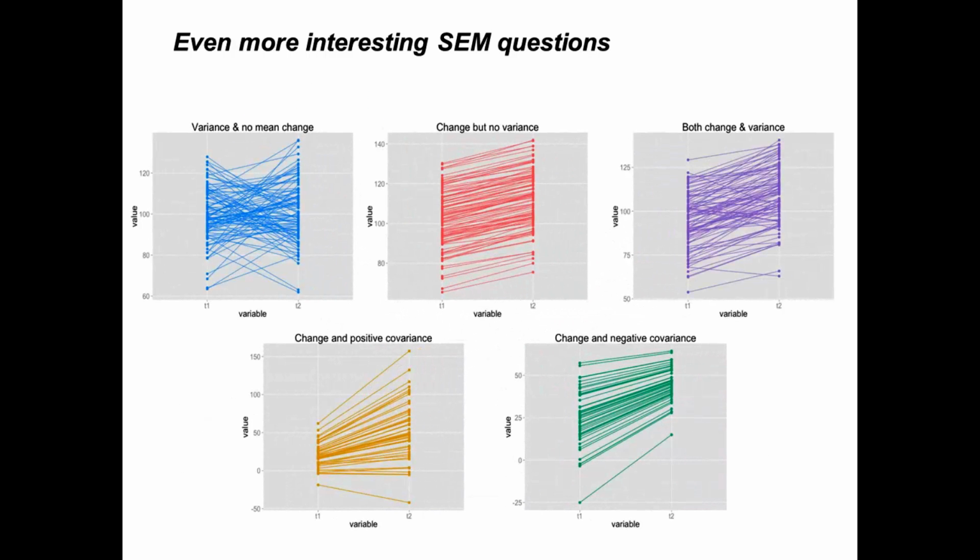So here, for example, on the top left, we have variance and no mean change. Then we have change but no variance, so it doesn't seem like there is much of a difference between participants. Then both change and variance. But on the bottom, you have some really interesting things, right? You have change and positive covariance, where where you start at time point 1 predicts how much you're going to change. For positive, the higher you are, the more you change. For negative covariance, the higher you are, the less you change. You can think about these in the context of depression. Those who are most depressed might be making the most changes from some sort of intervention. So these are really interesting questions to ask.